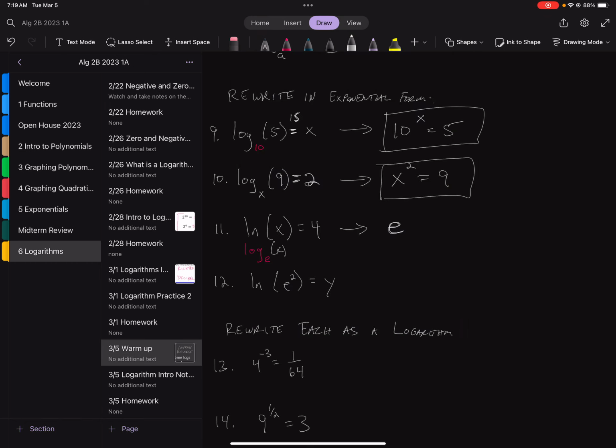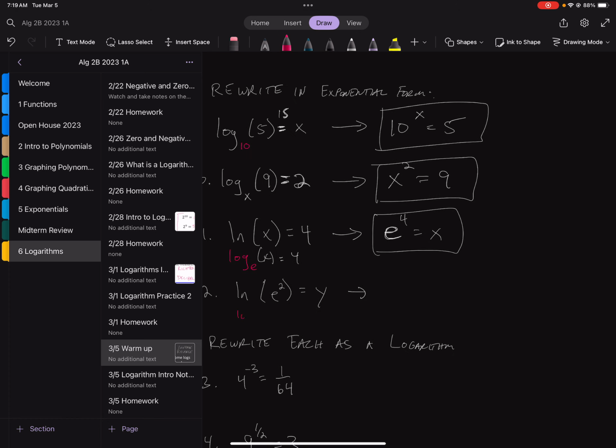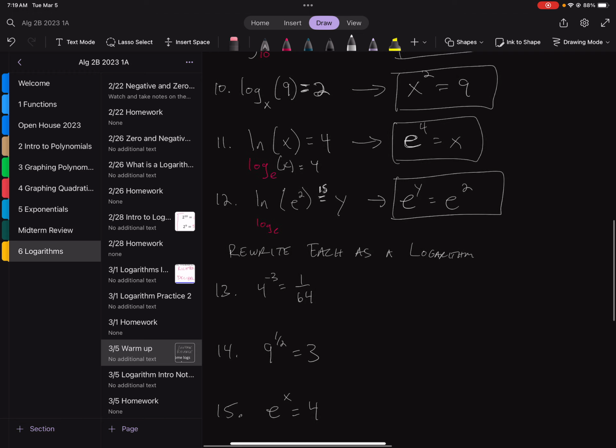So if we rewrite this, it's going to say the exponent of the base e is 4, and then that's equal to x. This last one here, remember this is like a log base e. So it's going to say the exponent of the base e is y, and that's equal to e squared, because that's what I had there. So that's how we rewrite those as a reminder.